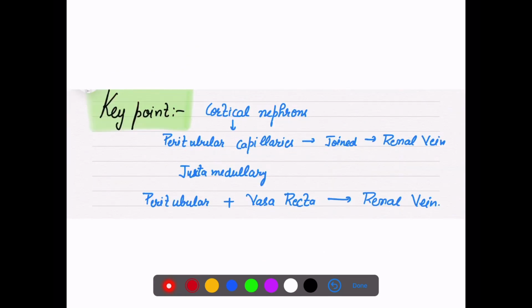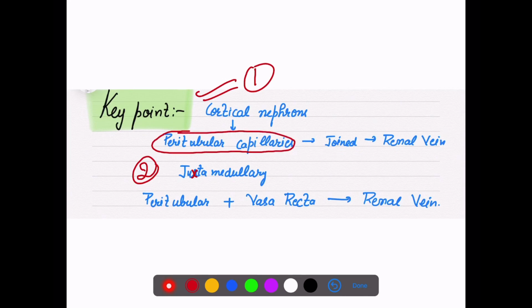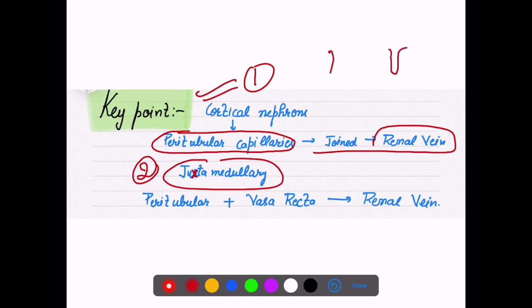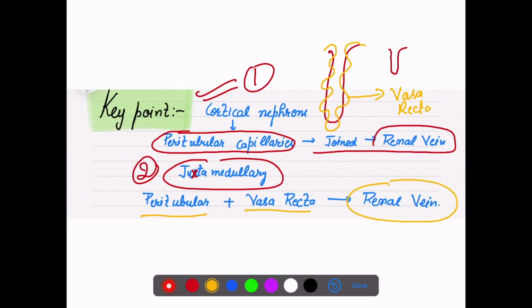So what is the conclusion? That there are two types of nephron, cortical and juxtamedullary nephron. In cortical nephron, peritubular capillaries immediately join the renal vein, because our loop of Henle is very short. But in juxtamedullary, because the loop of Henle is very long, these peritubular capillaries further coil around the nephron and form what is now known as vasa recta. So peritubular plus vasa recta finally join our renal vein.